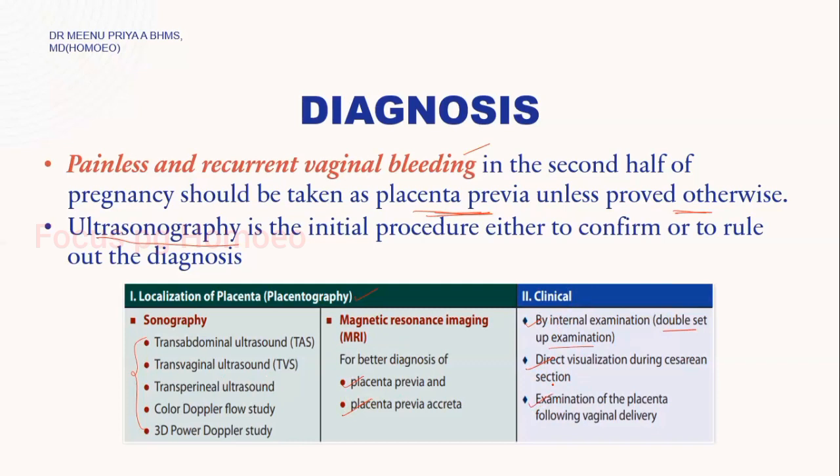After the placenta is delivered, you have to see whether any placenta is retained, and how the placenta looks. All that is inspected. So after the vaginal delivery, that will be in mild types of placenta previa.